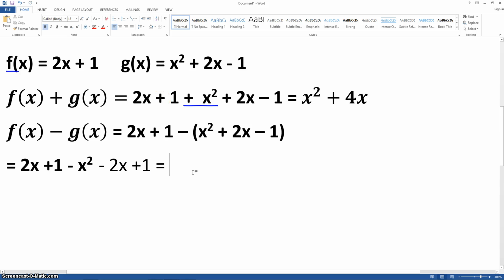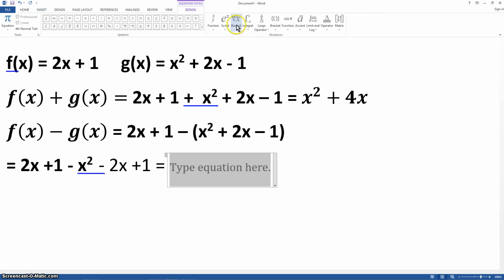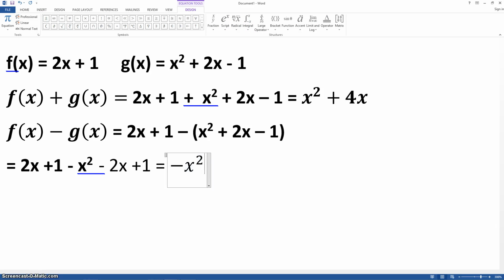So now we collect like terms, and it seems like we are still left with negative x squared. So that one's off to itself like this. Our two x's actually cancel away, and we're left with just the 1 plus 1, which happens to be positive 2. So we're left with negative x squared plus 2.